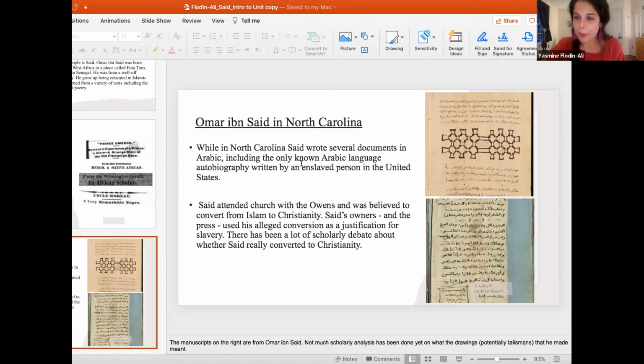There's been a lot of debate about this, and I think it's a complicated question and not one students have to fully answer, but definitely something to draw their attention to. Some of the documents that we're looking at include the Lord's Prayer, for example, but still begin with a supplication to the Prophet Muhammad. So what does that mean?